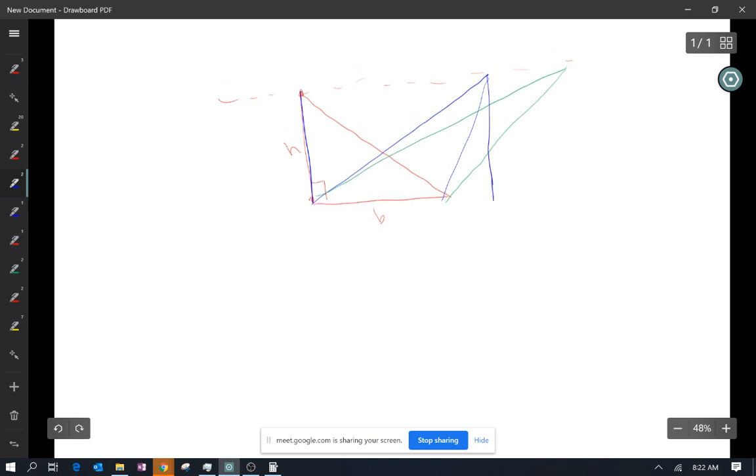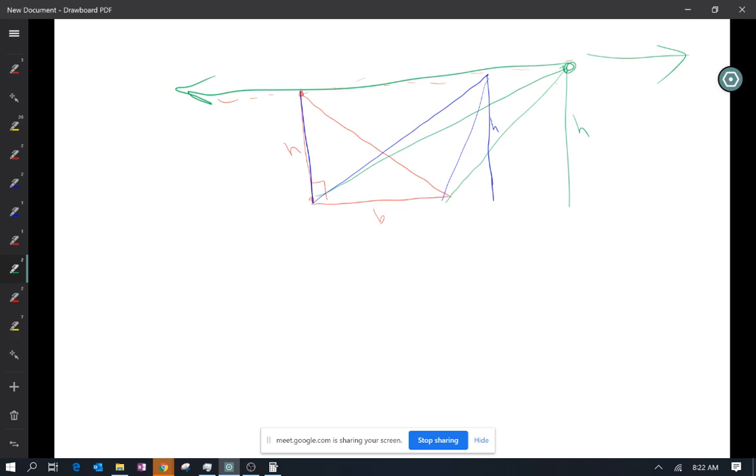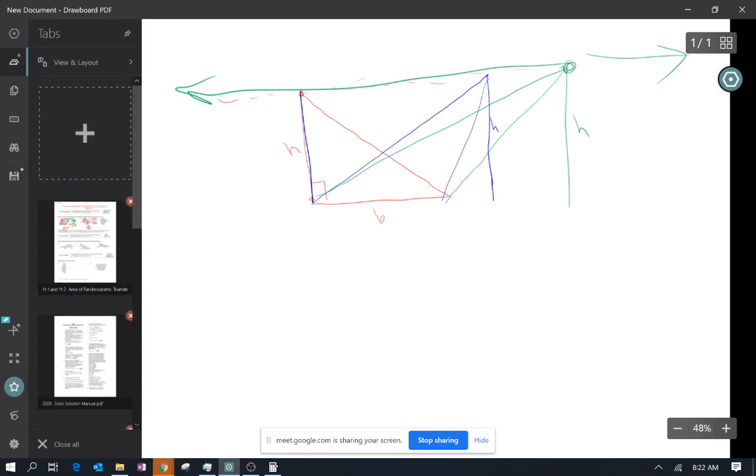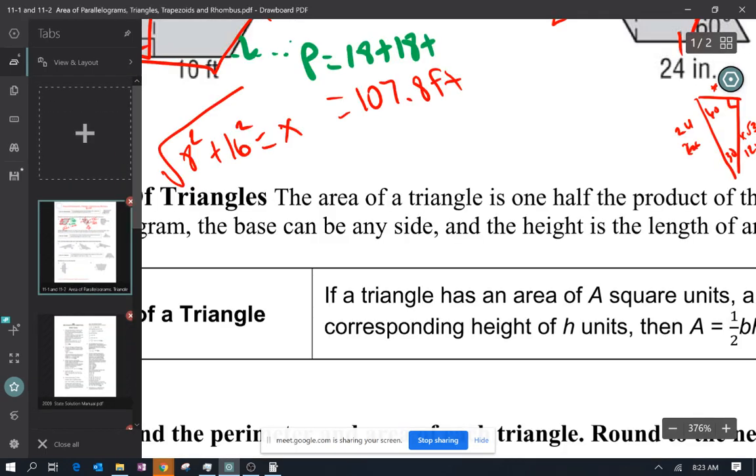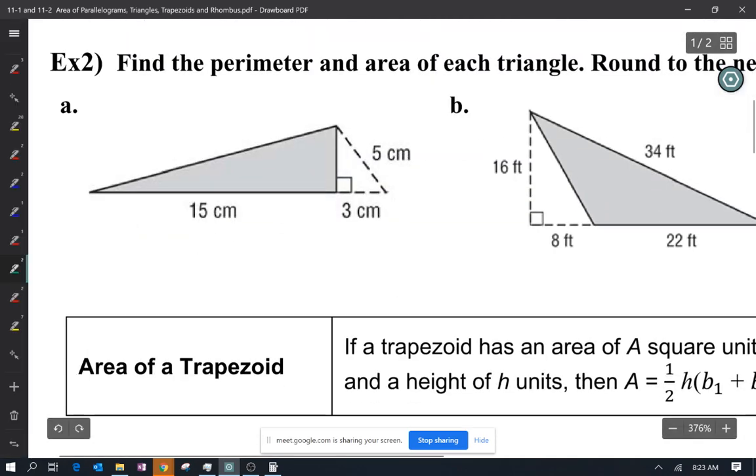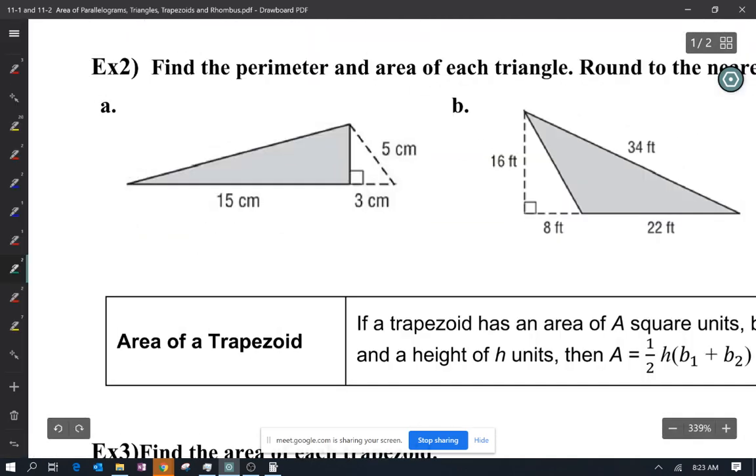The height for the blue one is here. The height for the green one is here. They all have the same base. They all have the same height, and since they all have the same base and height, they all have the same area. So it doesn't matter how I move that point. I can take this point and move it anywhere parallel to the base at that distance, and it's going to be the same area. Okay, so real easy.